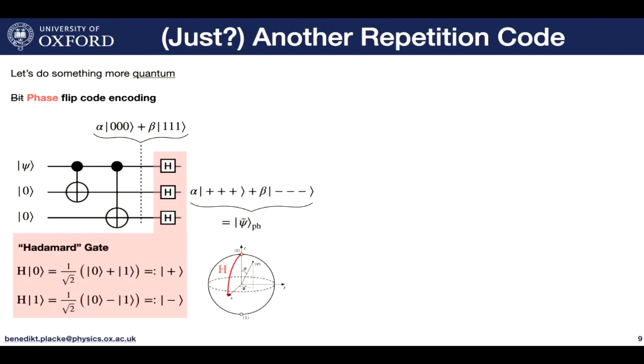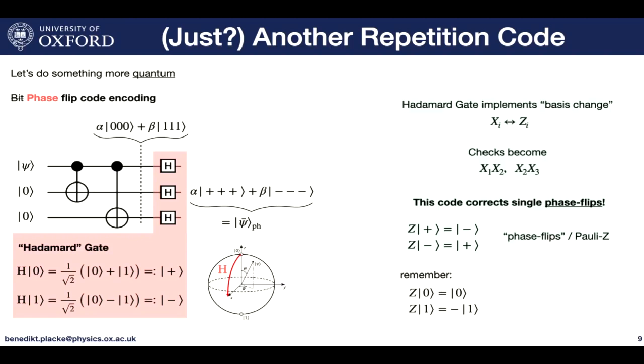Okay, so what does it do? So then our state afterwards is alpha plus plus plus plus beta minus minus minus, right? This just follows from the definition. But what does it mean? What it means is, maybe it's simplest to understand on the Bloch sphere picture, because you can think of it as a rotation, really.